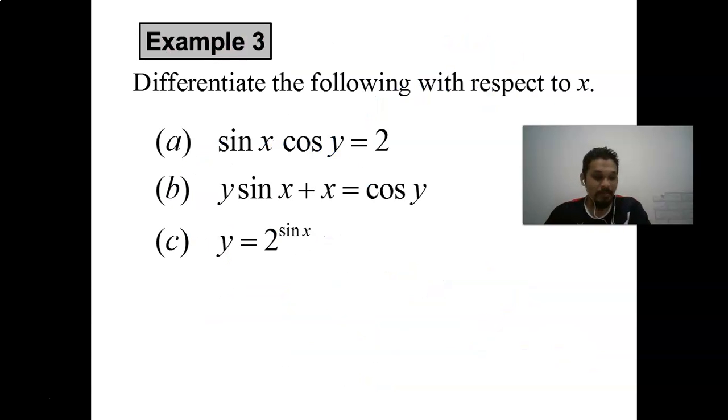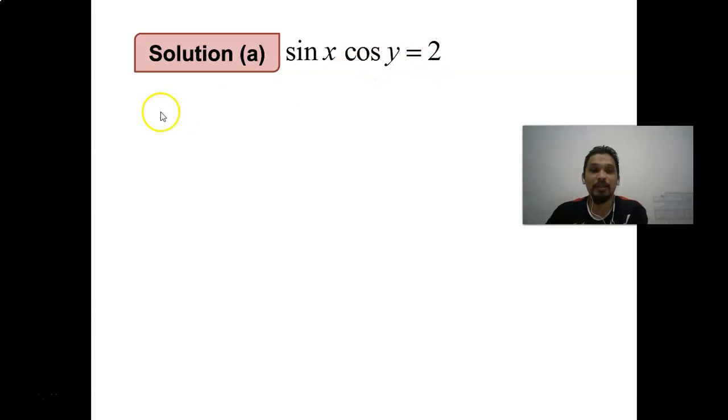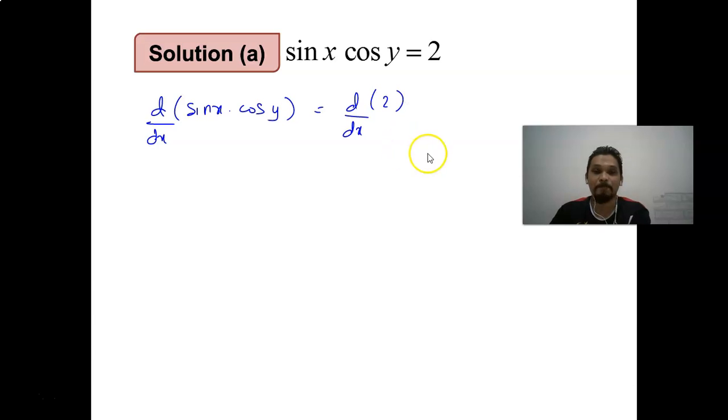Okay, so example 3, differentiate every single one of these with respect to x. The key is we differentiate with respect to x. So if we differentiate a function of y here, then we come up with dy dx. Now derive sine x multiplied with cos y equals derive 2 with respect to x.